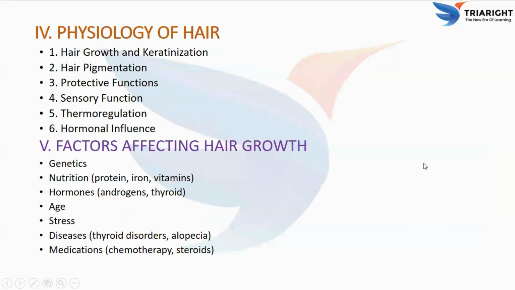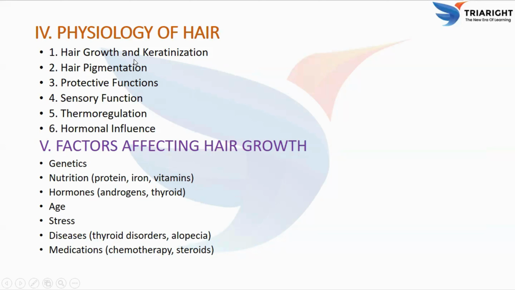So next, coming to the physiology of hair and the factors affecting hair growth. Hair is not just for appearance, right? Its structure and function play multiple important biological roles. Hair growth and keratinization. Hair is made up of keratin, a strong protective protein. Hair forms in the hair follicle where cells in the hair matrix multiply. All these cells move upward. They become filled with keratin, which is a process called keratinization. These keratinized cells die and form the visible hair shaft.